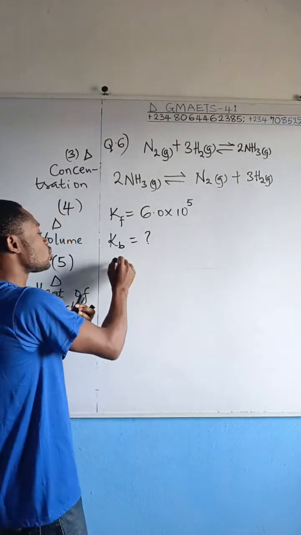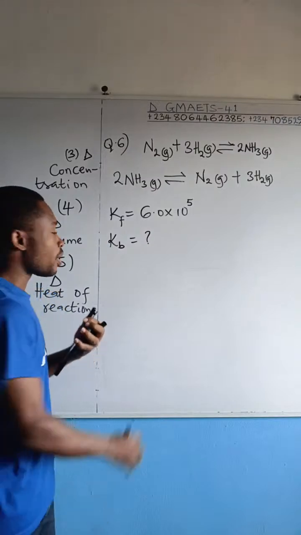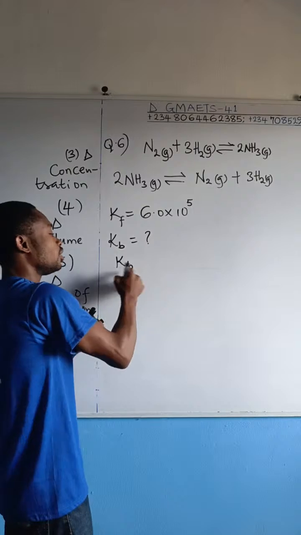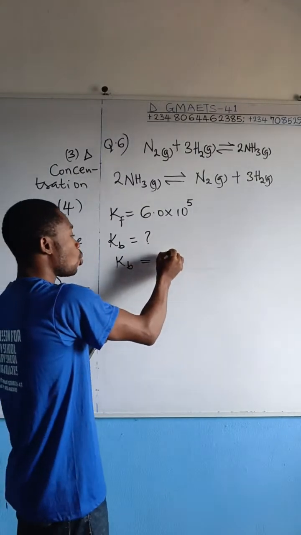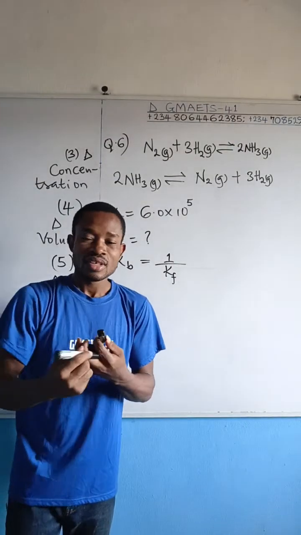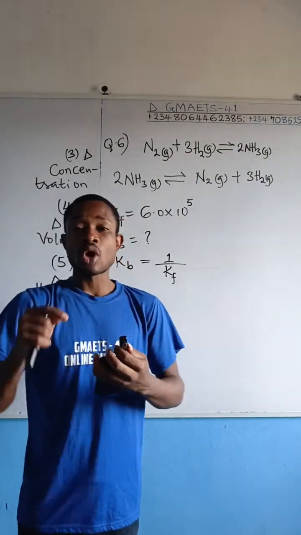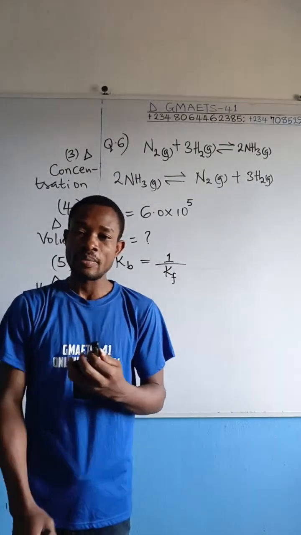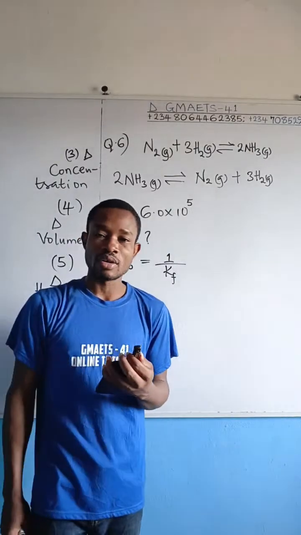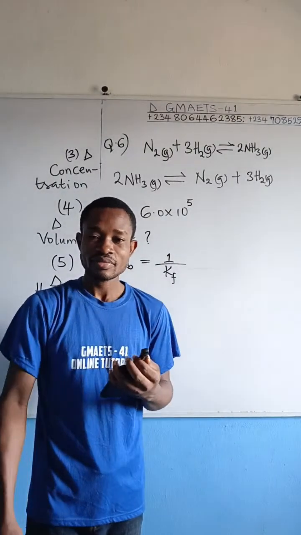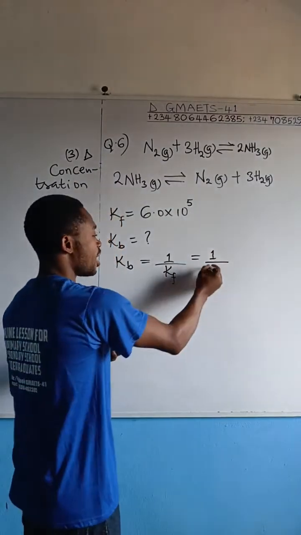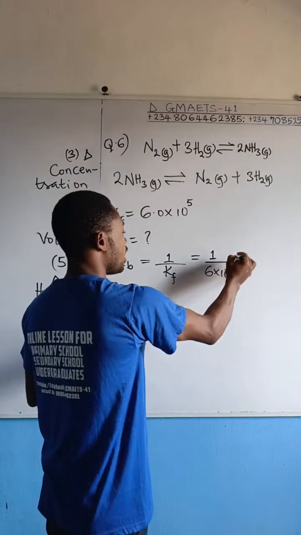The relationship between these two equilibrium constants is given as KB, the backward equilibrium constant, equal to 1 all over KF, the forward equilibrium constant. So it's simple. One of the equilibrium constants is the inverse of the other one. Just the inverse, that's it. So what we're going to do is to substitute. This is 1 divided by KF, which is 6 times 10 to the power of 5.